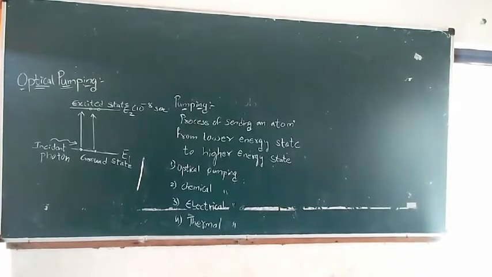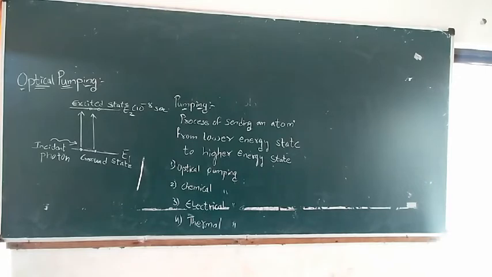Now move to the next topic, optical pumping. What is pumping? Generally, what is pumping? The process of pumping an electron or atom or a particle from a lower energy state to the higher energy state. Okay, pumping, the sending of an atom from a lower energy state to the higher energy state is known as pumping. So what is optical pumping?